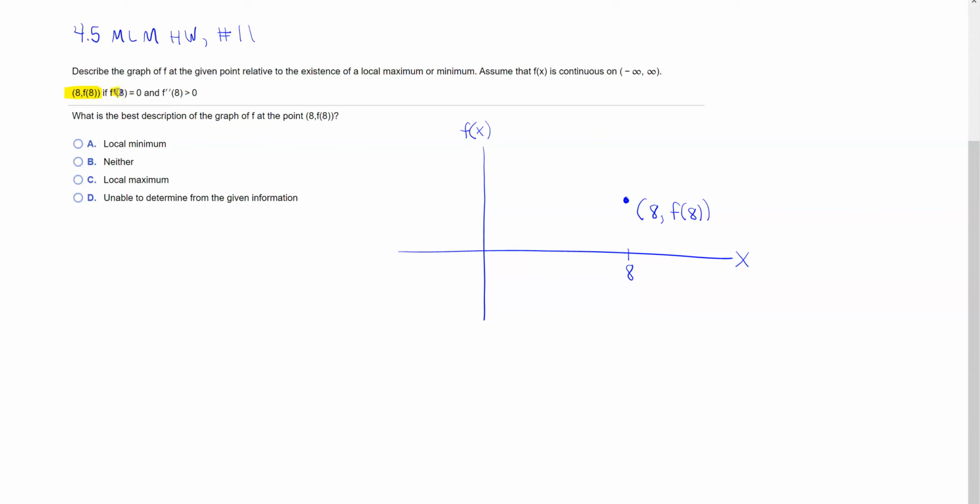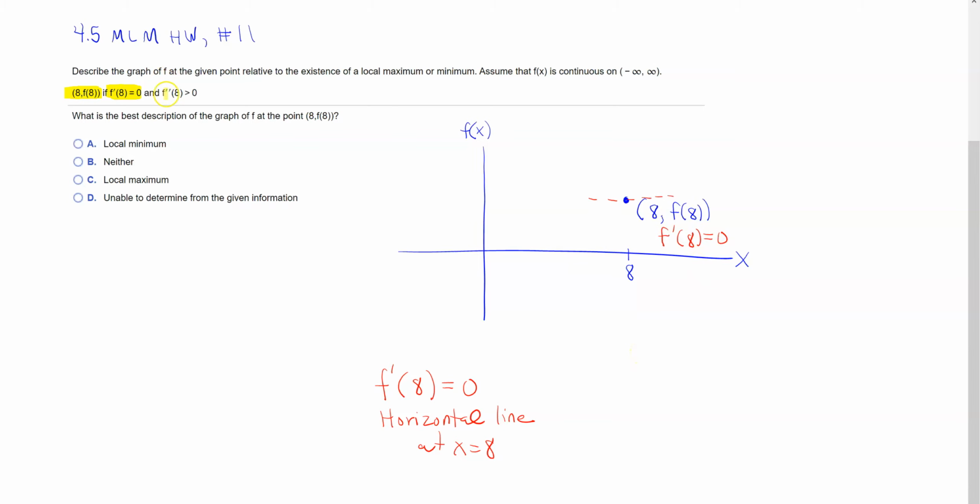The next clue is that the derivative of the function when x equals 8 is 0. Okay, so it tells me the derivative at x equals 8 is 0. That means there's a horizontal tangent line at x equals 8. So I'm going to sketch out a horizontal tangent line there. So if I put 8 into the derivative of the function, it would come out to be 0.